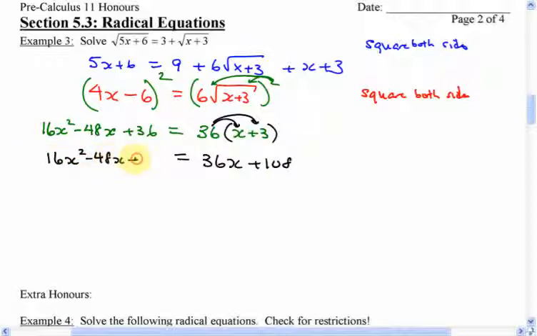I think this is where you're trying now to simplify. So I will simplify. I get 16x squared. What's 48 and 36 together? 84, minus 84x. 36 minus 108 is 72, is it? Minus 72? Good.